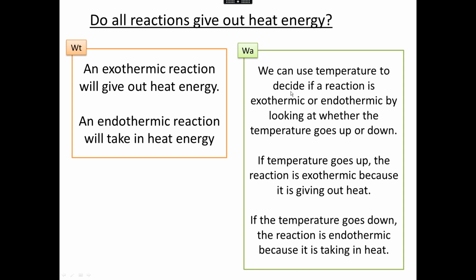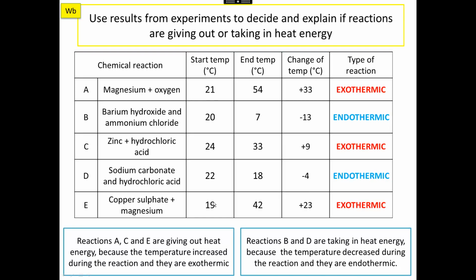We can use temperature to decide if a reaction is exothermic or endothermic by looking at whether the temperature goes up or down. If temperature goes up, the reaction is exothermic because it is giving out heat. If the temperature goes down, the reaction is endothermic because it is taking in heat. Using the word because helps to make our writing into an explanation.